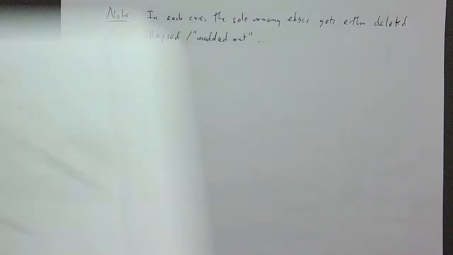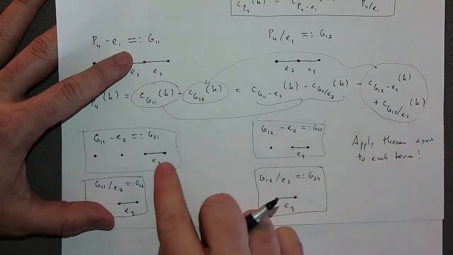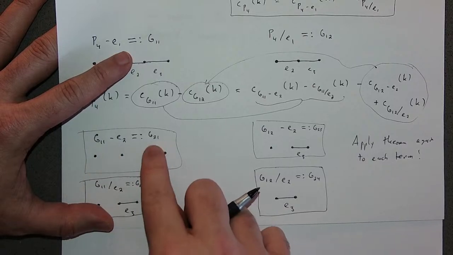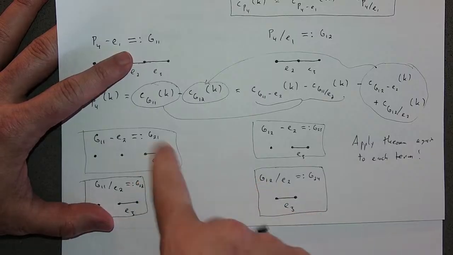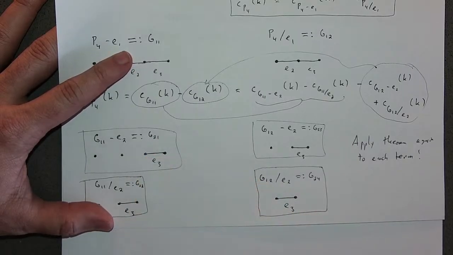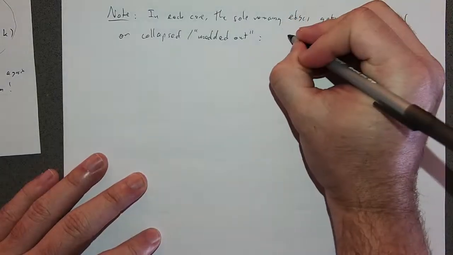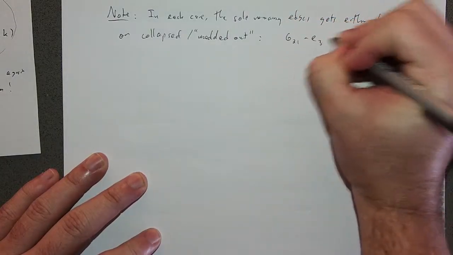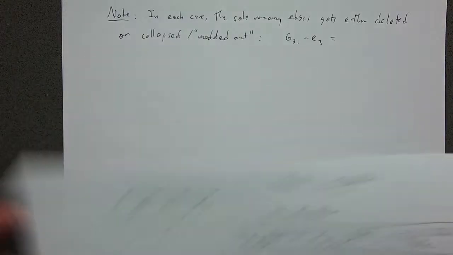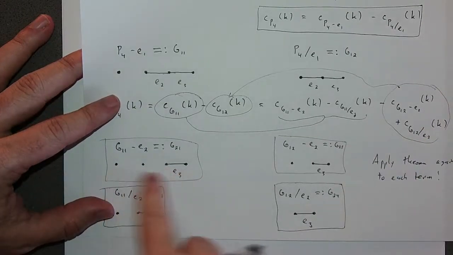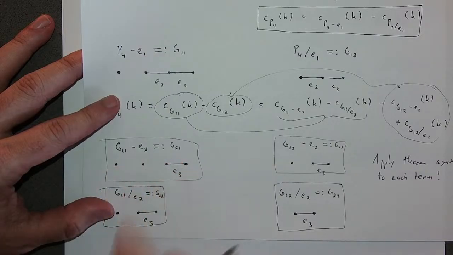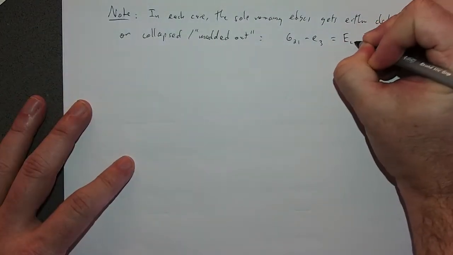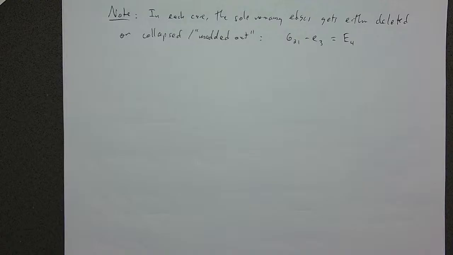But what happens when I do that here? If I take this graph, G21, and delete the remaining edge, what do I get? G21 minus the remaining edge, what do I get? So notice G21 minus the edge E3. What graph is that? So here it is. I remove E3. What graph do I have now? The empty graph on 4 vertices. We know how to compute the colorings on that.